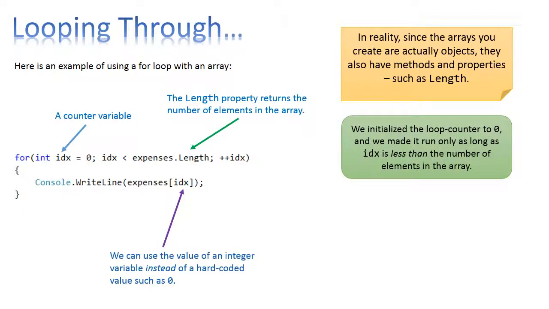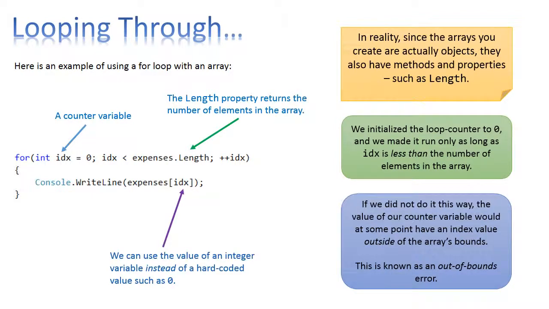We initialized the loop counter to 0, and we made it run only as long as the value of index was less than the number of elements in the array. If we didn't do it this way, eventually the value of the counter variable would have maybe reached 5 or 6, which doesn't exist within our array. Our array only has elements 0 to 4. If we tried to access an element that's outside of the array, our program would crash. And this is called an out-of-bounds error.